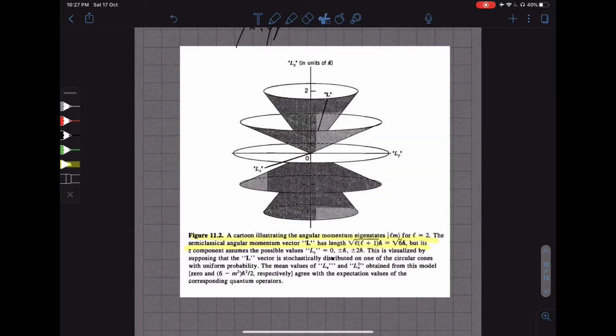So here's the cartoon picture. We know the total angular momentum, which is the length of this vector, and we can know the z component of the angular momentum, which is whether the angular momentum is on this cone or this cone or this cone. But we don't know anything about the Lx and the Ly value of the angular momentum, and that's why all we know is that the angular momentum is on this cone.